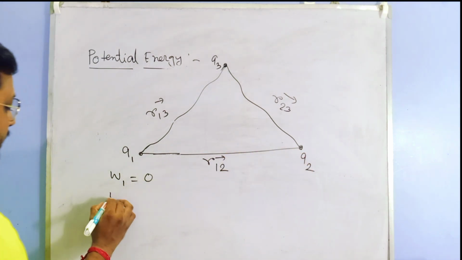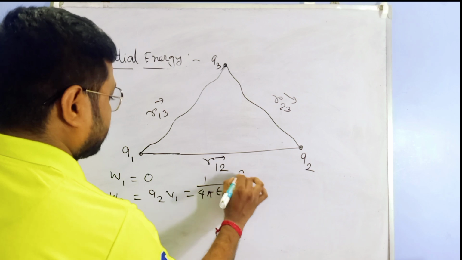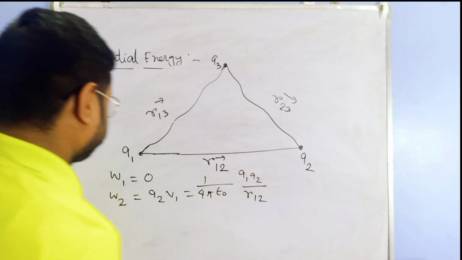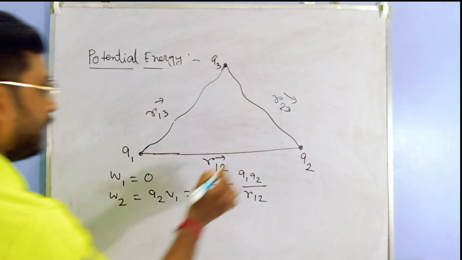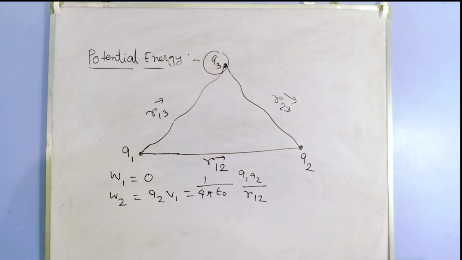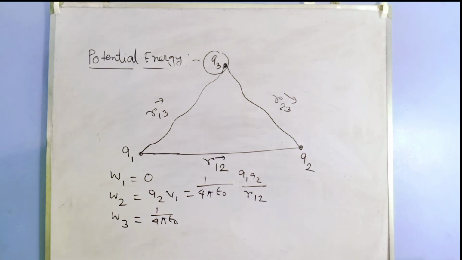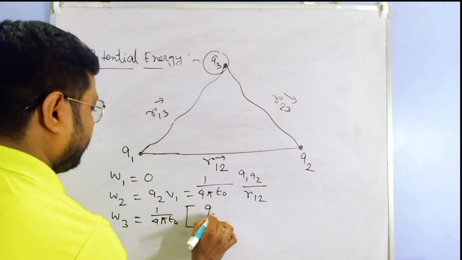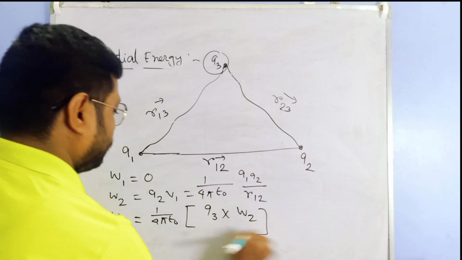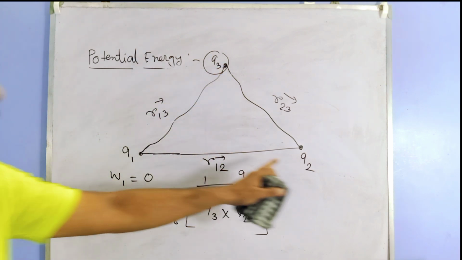For charge Q2, the work done is W2, that is Q2 into V1. We get the value 1 by 4 pi epsilon naught Q1 Q2 by R12, and W3, that is bringing a charge Q3 from infinity to this point. So, W3 must be equal to Q3 into V2. V2 is the potential at Q3 due to charge Q1 and Q2.